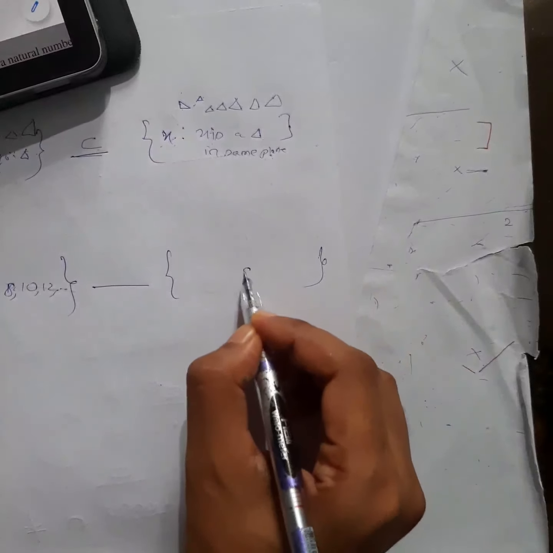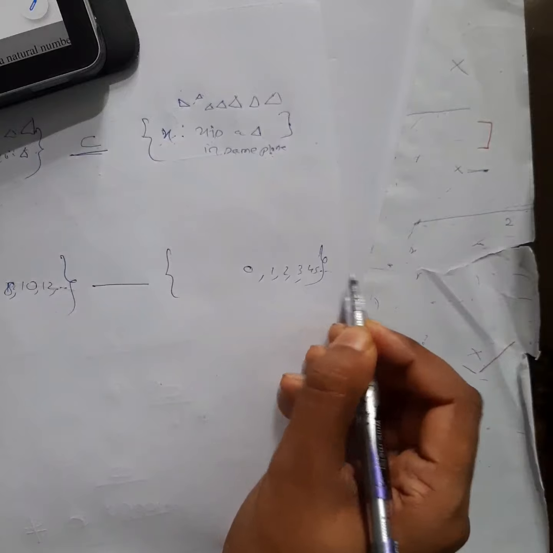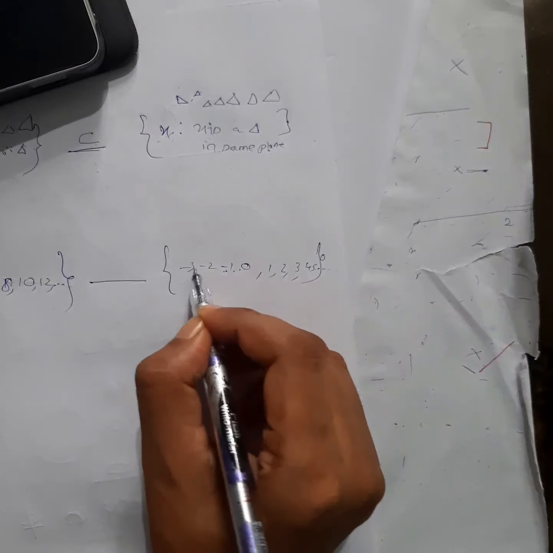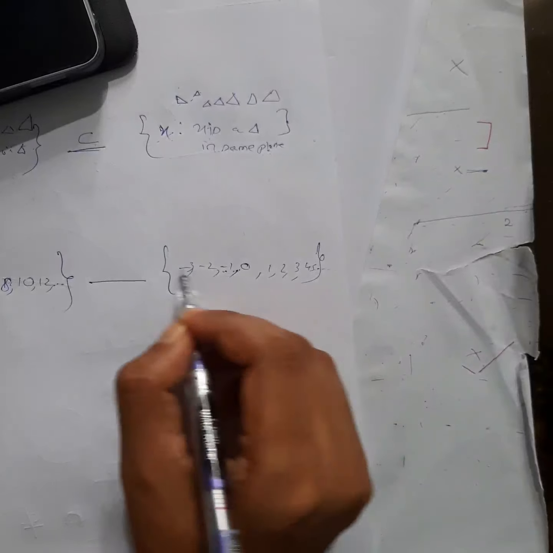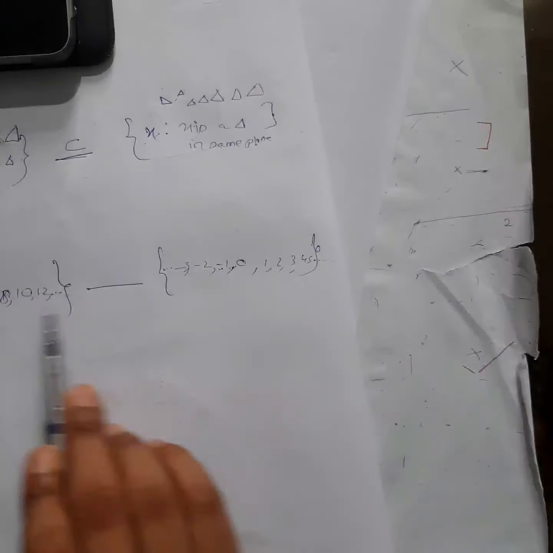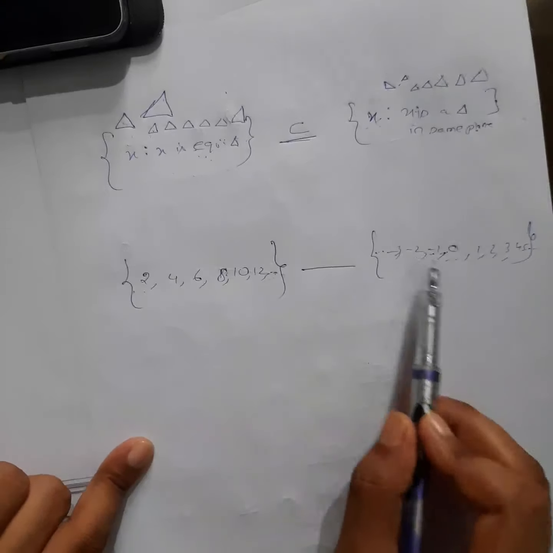So in this set, what will be the elements? Integers. So what are integers? 0, 1, 2, 3, 4, 5, dot, dot, dot. It will go on. On your left also, -1, -2, -3. It will go on like this, dot, dot, dot, on your left also. Now to check whether this is a subset of this one or not, what will I do? I will just check whether all these elements will be here or not.